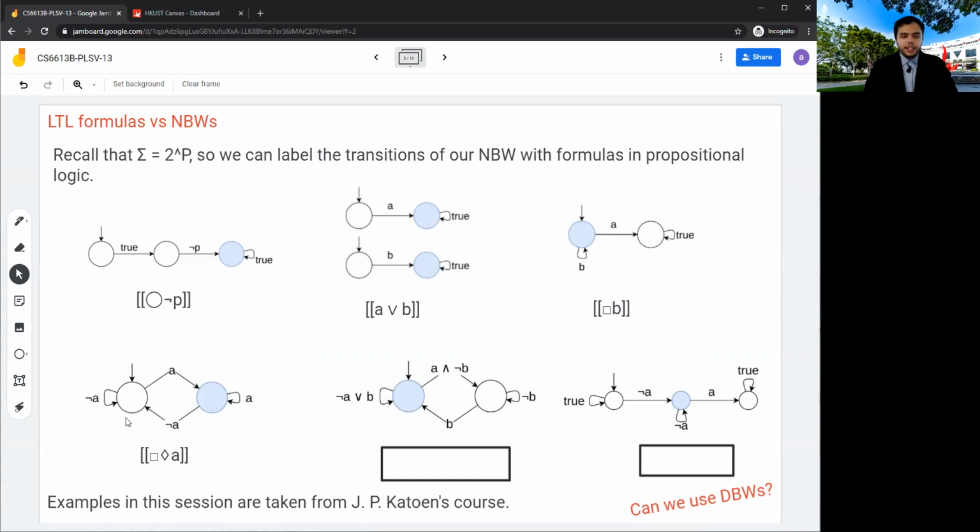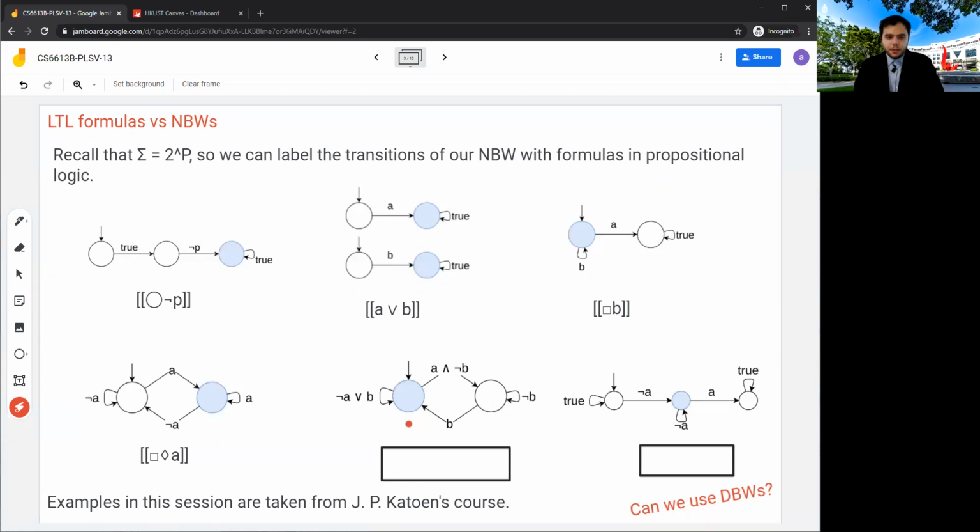So anytime we read an A, we go to the right state, and anytime we read not A, we go to the left state. And the right state is accepting, so it accepts if and only if we see infinitely many A's, right? And infinitely many A's, in the last session, we saw is equivalent to always eventually A.